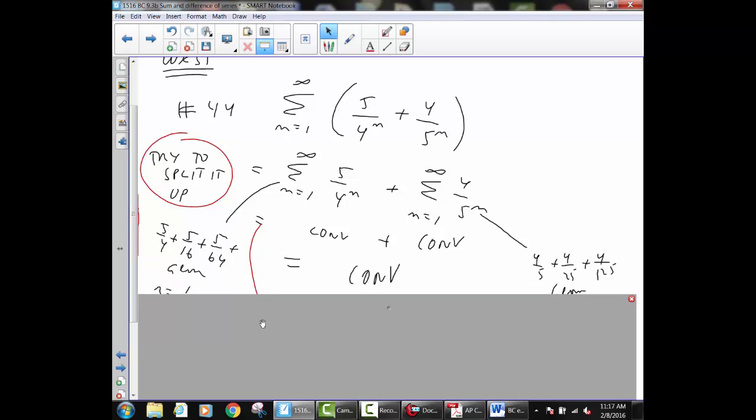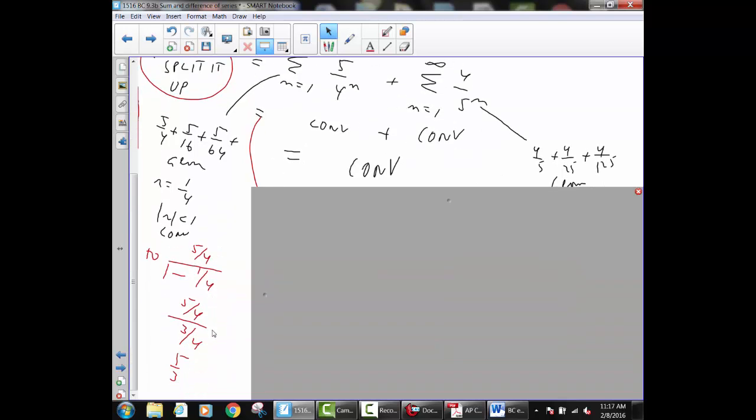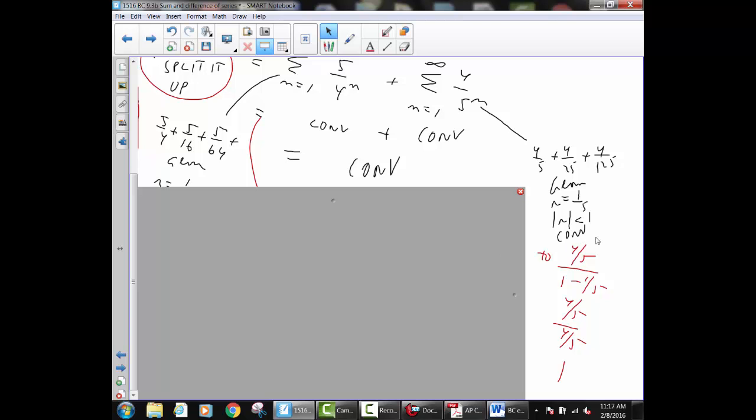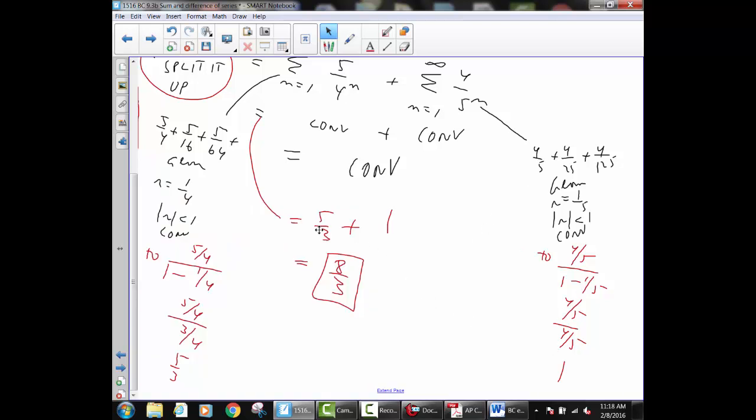But they're also asking what it converges to. Well, if I finish off this one on the left, I now know that it converges to the first term, which is 5/4 over 1 minus the common ratio, which is 5/4 over 3/4, which is 5/3. So that one's 5/3. And this one over here converges to its first term, which is 4/5 over 1 minus its common ratio, which is 1/5, which becomes 4/5 over 4/5, which is 1. And therefore, I have 5/3 plus 1, which is 8/3.